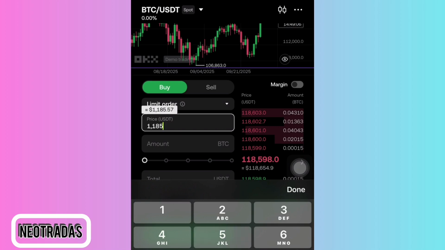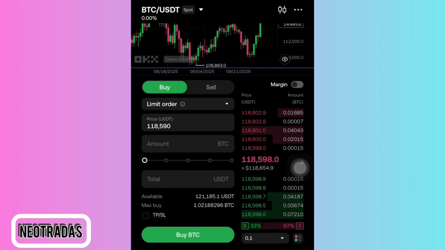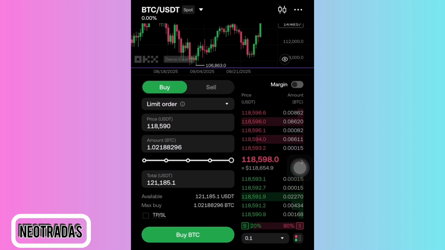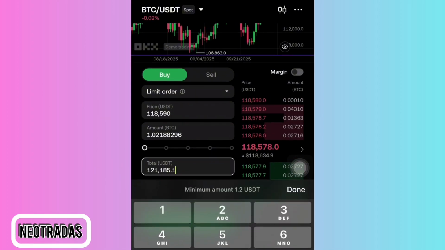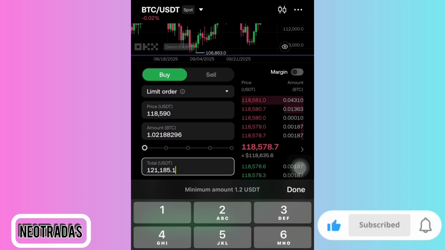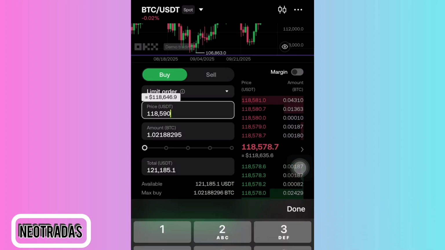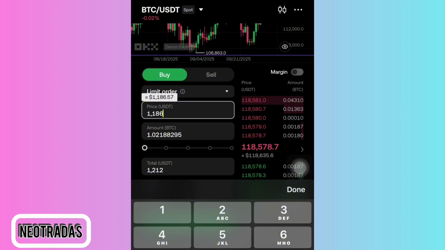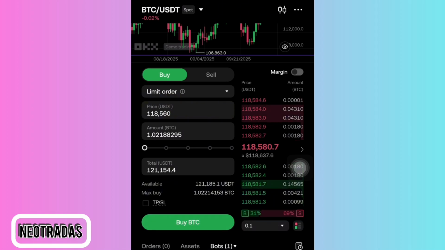Okay, and then let's put all of our currency inside, or USDT inside. Now, when done with choosing your price, as you can see, we chose our price here that we want to buy at. We chose the amount of USDT we want to buy. Okay, so price is actually moving, so let's buy at 560. Okay, now we are buying at 560, which means after we buy, we will wait for price to come down to 118,560 before our order will be filled.